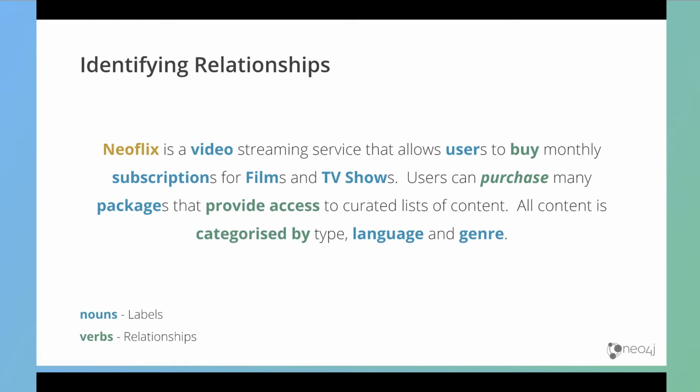So they purchase a package which then provides access to content. There will be a relationship between the package and the pieces of content. We can call that provides access. And then all of that content is categorized by type, language, and genre as well. So we can take categorized to create a relationship type.